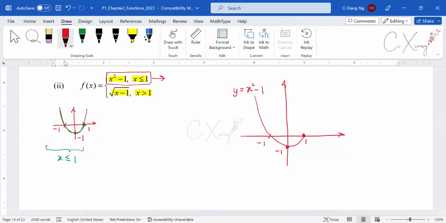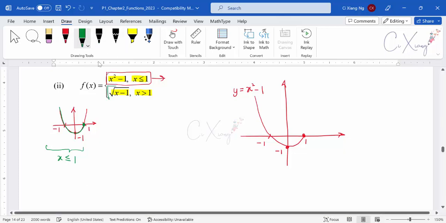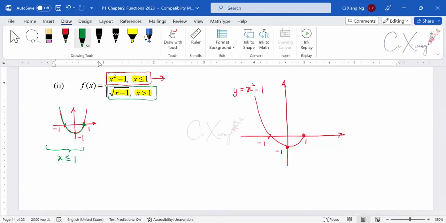Okay, so after I settle the first part of this piecewise function, now I want to go for the second part of the piecewise function. So I'm having square root of x minus 1. The original graph is actually square root x. So for square root x, basically it will be a graph something like this, where this is 0.